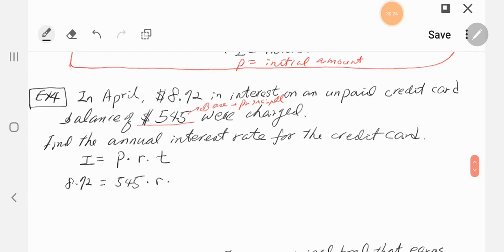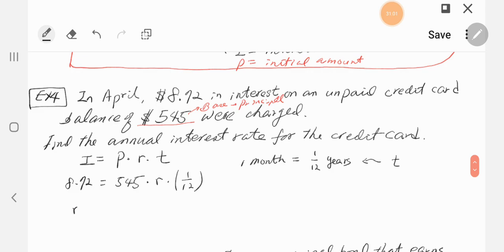The period for this is 1 month, right? So 1 month is equal to how many years? 1 over 12 years, right? So this is the T value. We want to find the annual, yearly interest rate, so T will now be 1 over 12, because 1 month is equal to 1 over 12 years.